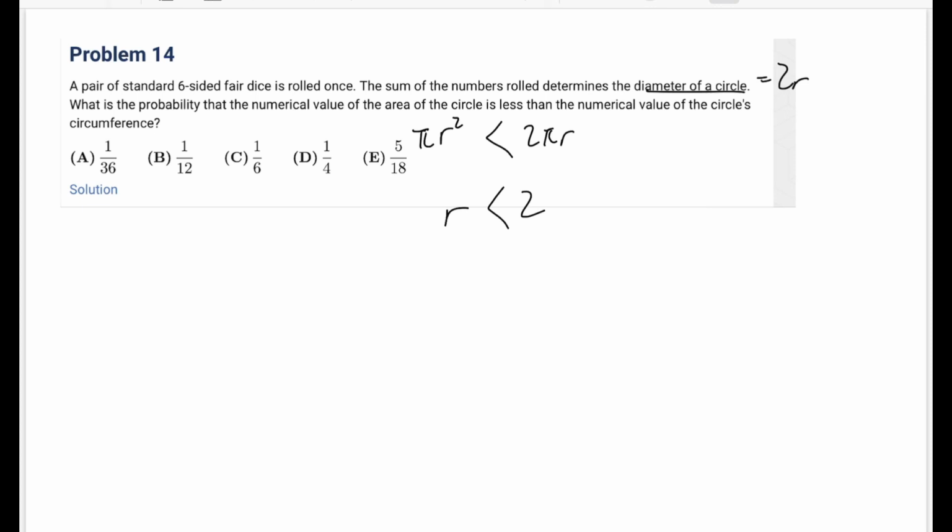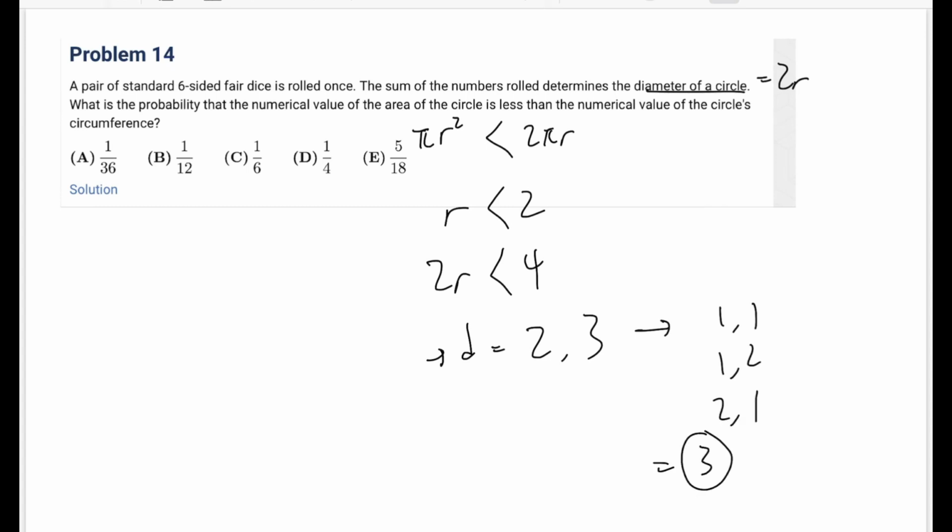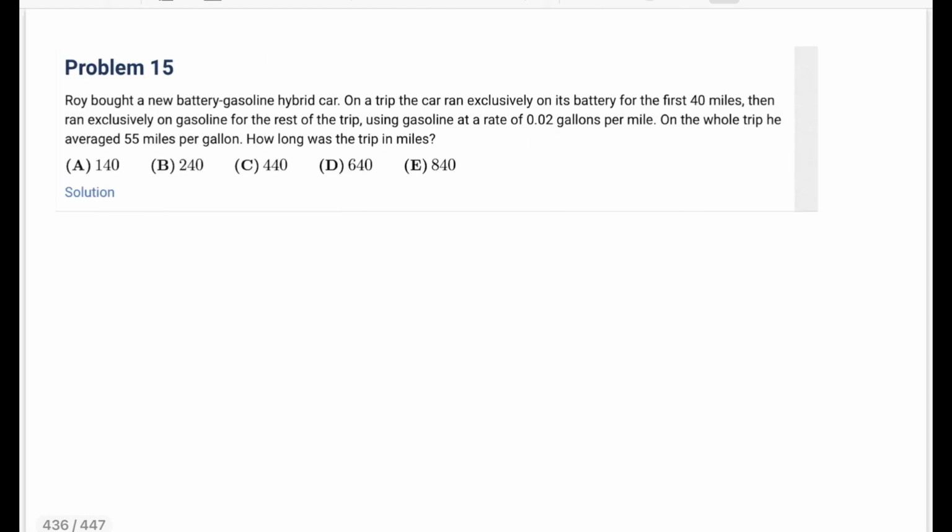But then what we get is the diameter of the circle. So diameter is 2r, so 2r has to be less than 4. So the diameter can be either 2 or 3, and it can't be 1 because the lowest sum of the numbers rolled can only be 2, and it's 1 and 1, right? And this can only be when the numbers are 1 and 1, 1 and 2, or 2 and 1. So the whole thing is 3 chances over 6 squared. So this is 36. This is 1 over 12. The answer is B. Number 15, Roy bought a new battery gasoline hybrid car.